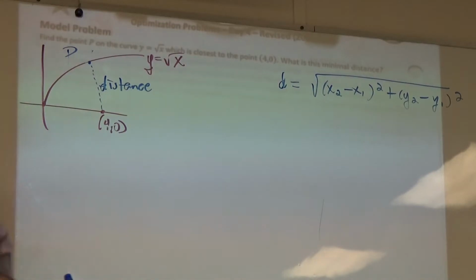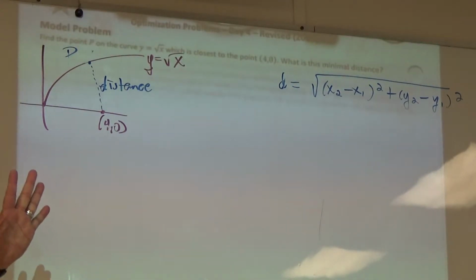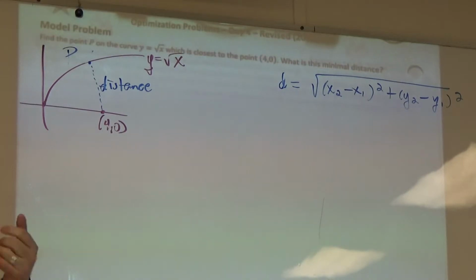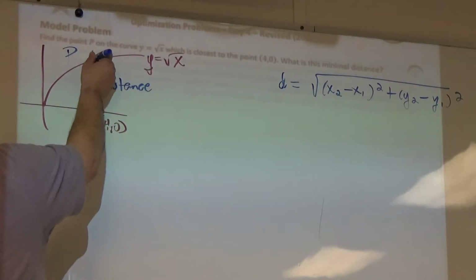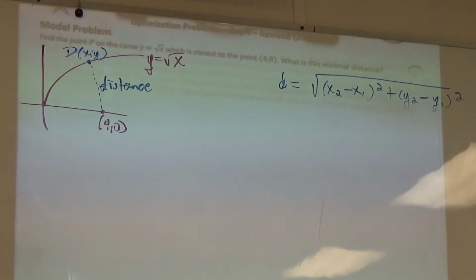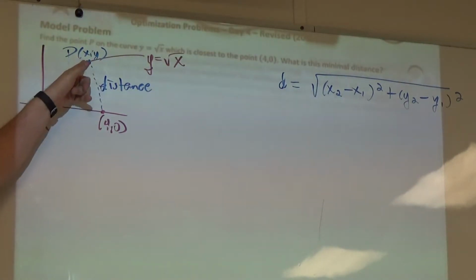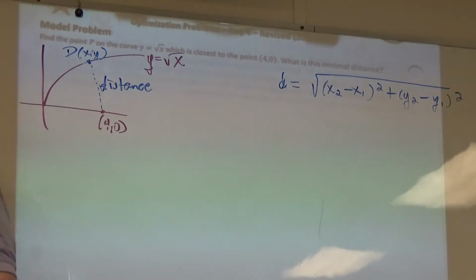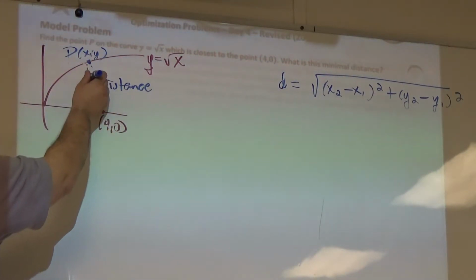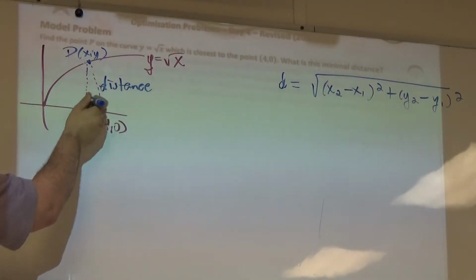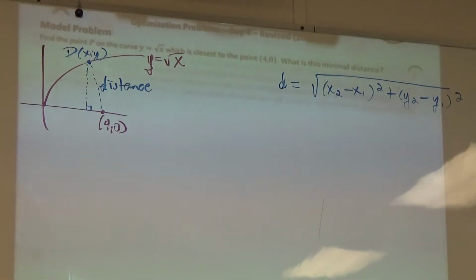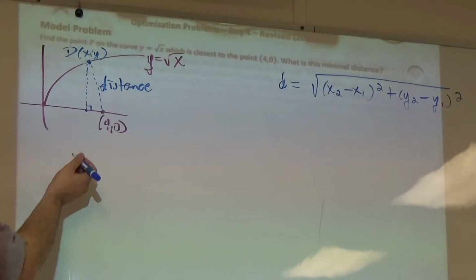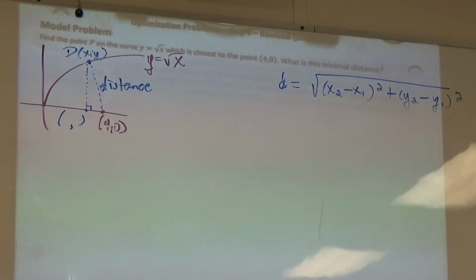Okay, for those of you who do not do well with memorizing formulas, let's understand them instead. This point P is on the curve. That means it has the coordinates x comma y. I want the distance from the point 4 comma 0. Instead, I'm going to drop a perpendicular line to make a right triangle. Let's see if we can figure out the coordinates of this point here.